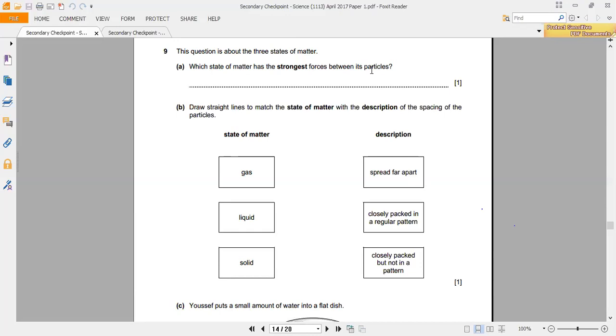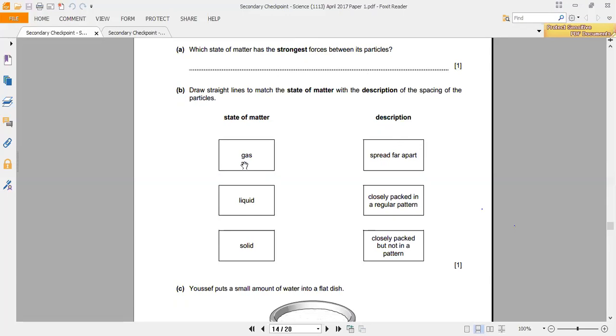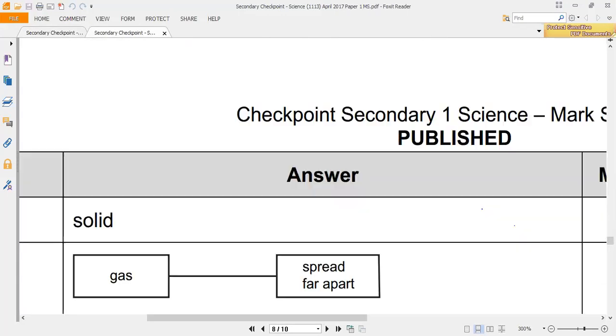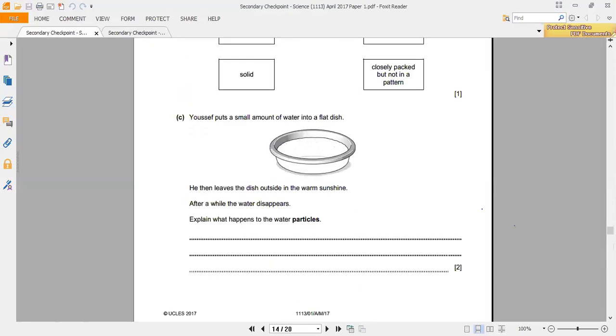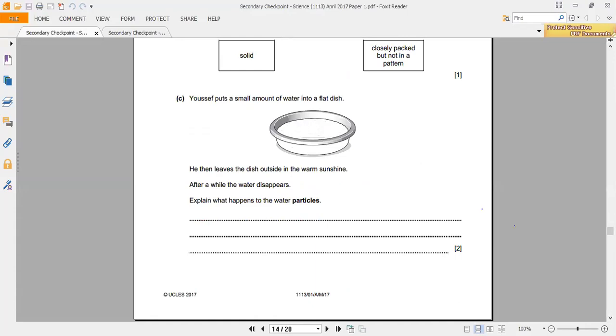Okay, first of all, we have the gas. Of course, gas spread far apart. If you look here together in the answer, gas spread far apart. Liquid, they are closely packed but not in a pattern. Okay, while the solid are closely packed in a regular pattern. Okay, back to our question. Number C, Yusuf puts a small amount of water into a flat dish.